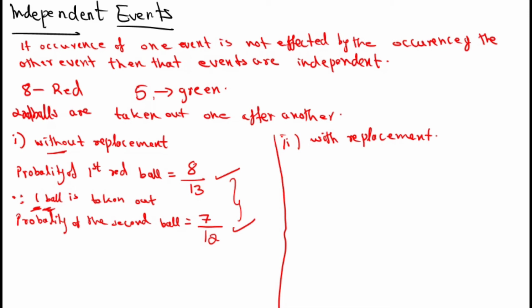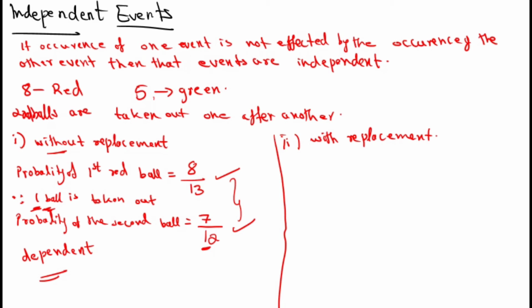In this case we can say that these events are not independent. Here the occurrence of one event affects the occurrence of the other event. Clearly you can see, right? Probability changes. That time we call them dependent events. That means the occurrence of one event affects the occurrence of the other event. Now see, without replacement, the events are dependent.